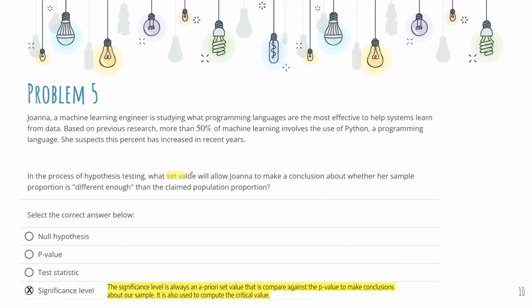So again, that set value, that value that we set ahead of time, is the significance level. Like if you will see problems that say conduct this hypothesis testing with a significance level of 5%, before you do anything, that's something that you will know ahead of time, right? So the significance level is an a priori set value that is compared against the p-value to make conclusions about our sample. It is also used to compute the critical value. That's why it is so important to set that value beforehand.